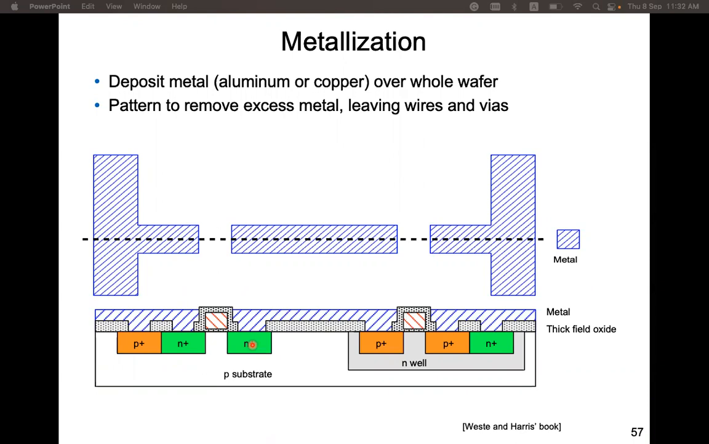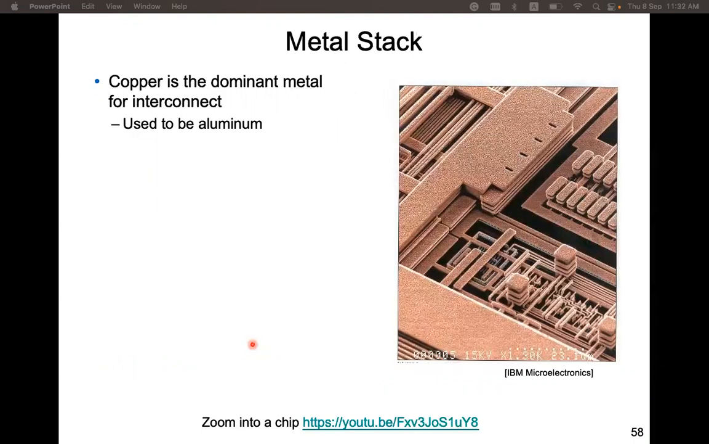This is the first metal. And in an actual IC, we have many layers of metals to provide connections. For the metal, copper is the dominant type of material in modern technologies. In the past, it has been aluminum. Aluminum is easier to form, but copper has higher performance in terms of conductivity. And let me see.